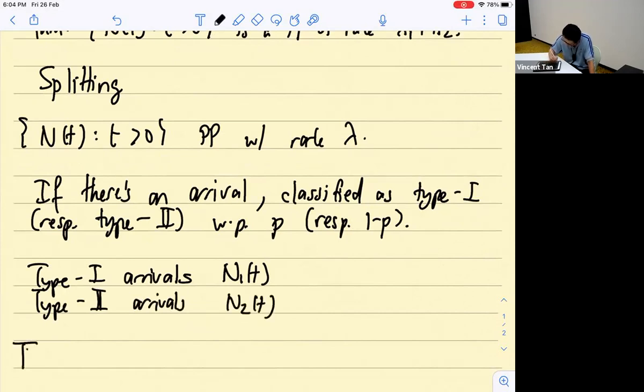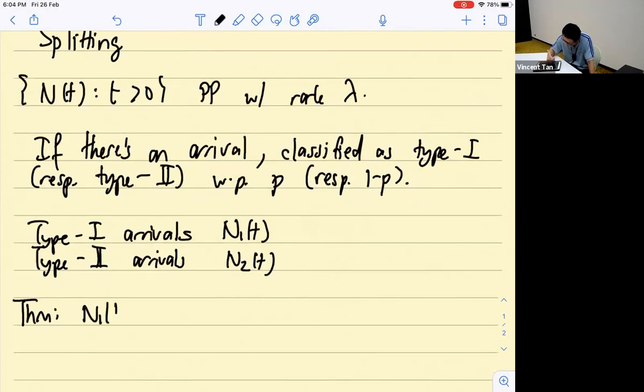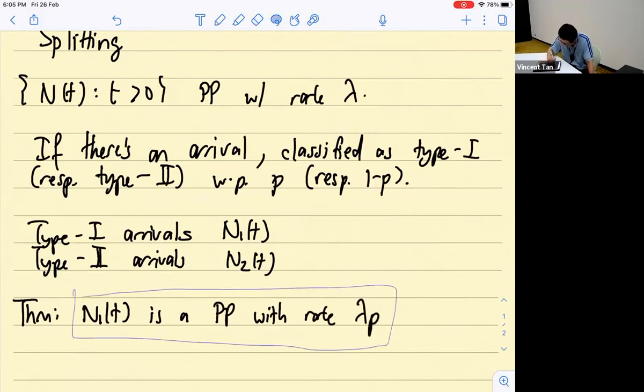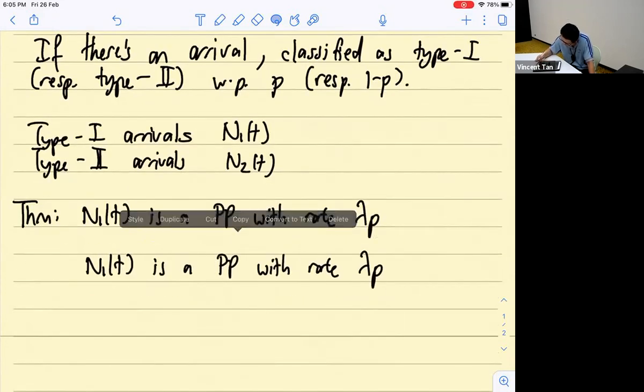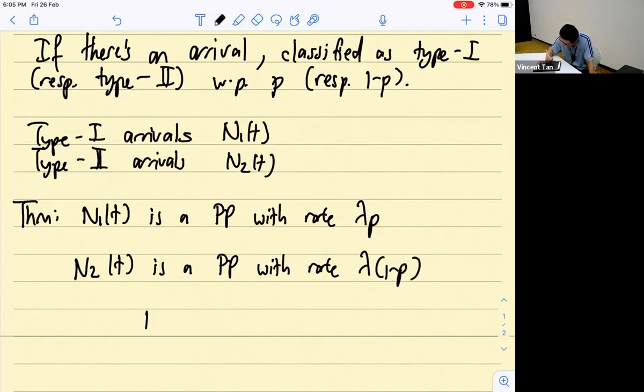Then we have the following theorem: N1(t) is a Poisson process with rate lambda p, and of course N2(t) is a Poisson process with rate lambda times 1 minus p. Furthermore, the entire process N1 is independent of N2. At least we proved the first two parts. We didn't prove the independence, but that's an exercise for you. So that's where we left off last time.